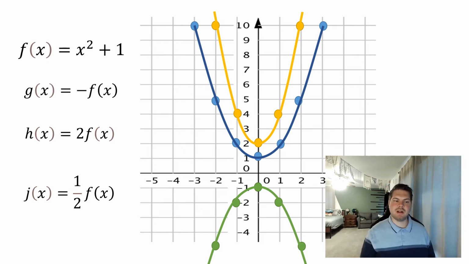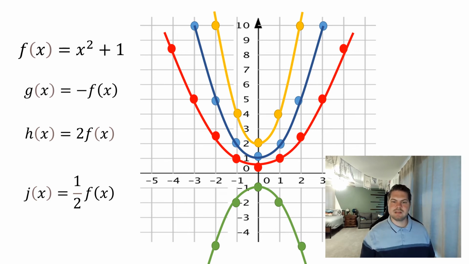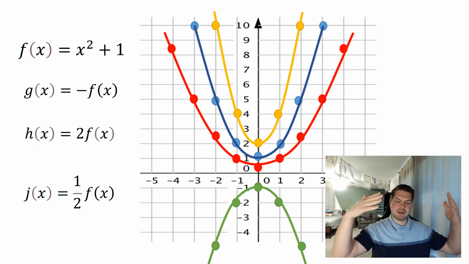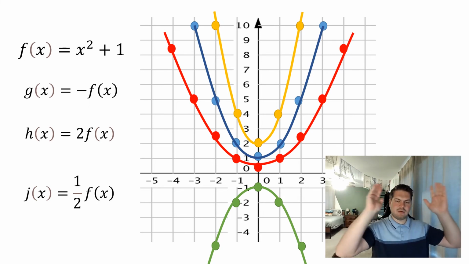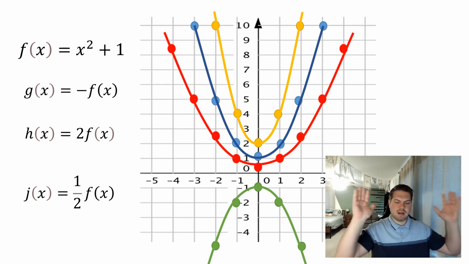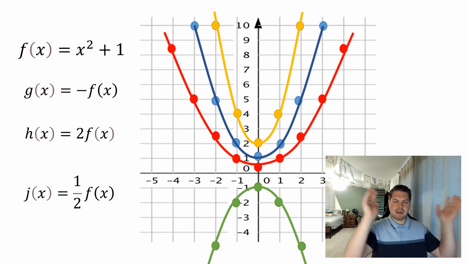So whenever we multiply by a number greater than 1, it compresses the graph. Whereas if we multiply by a number less than 1, but greater than 0, which we're going to see with j of x, it expands the graph. So everything becomes a little wider. So again, multiplying by a bigger number, it will shrink, it'll compress, whereas 1/2 or 1/4 or 1/3, a fraction, it will expand the graph or stretch the graph.